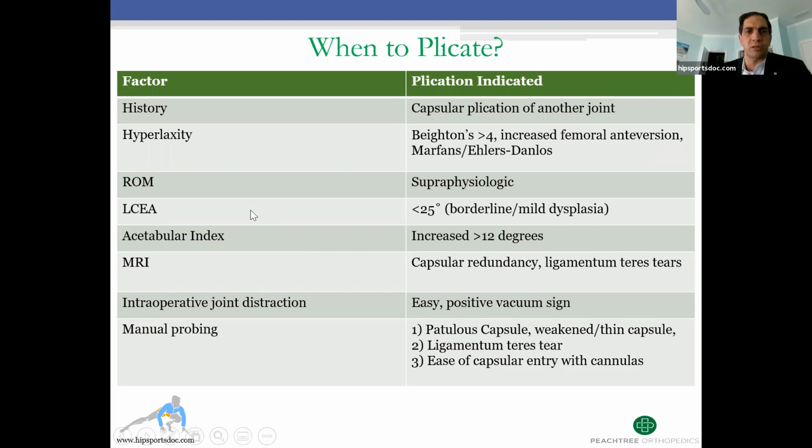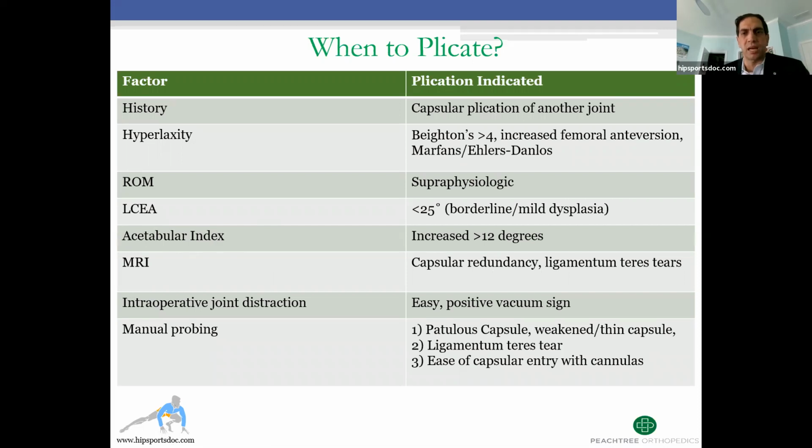Lateral center edge angle, as I've mentioned, as well as acetabular index and anterior center edge angle on the false profile view. MRI can be helpful. Capsular redundancy noted on MRI, ligamentum teres tear, thickening of the iliofemoral ligament.